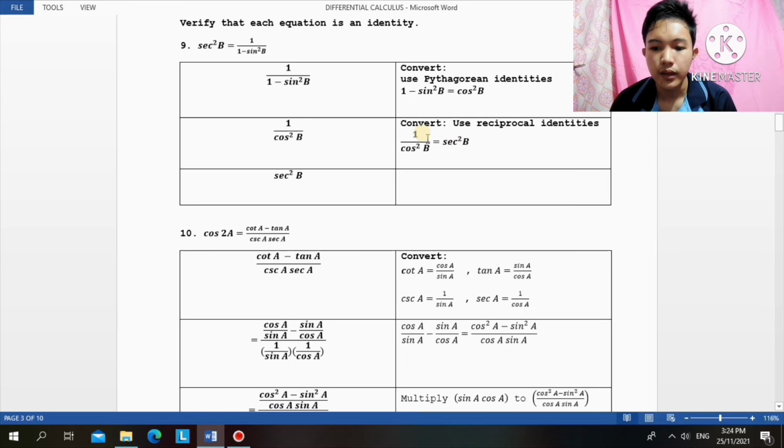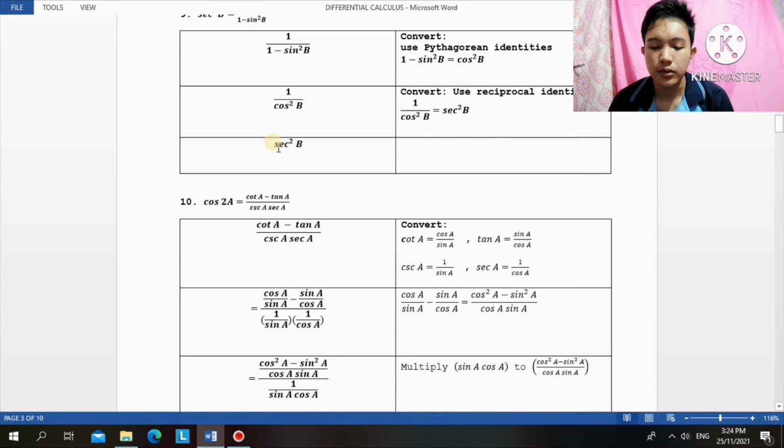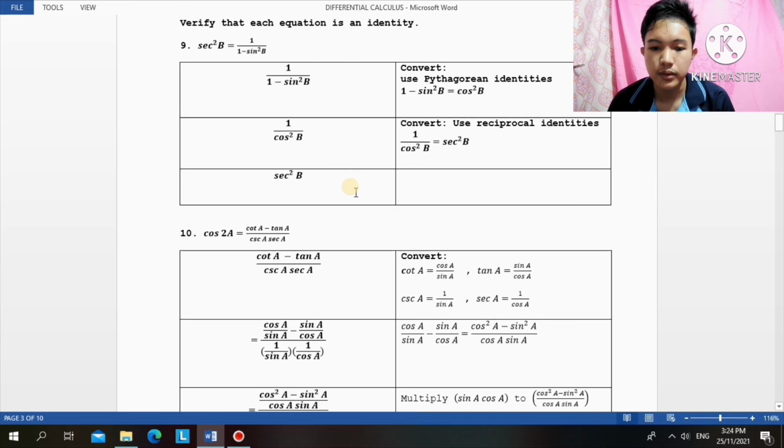Then convert. So 1 over cosine squared b, use reciprocal identities. So 1 over cosine squared b is equal to secant squared b. So our answer is secant squared b.